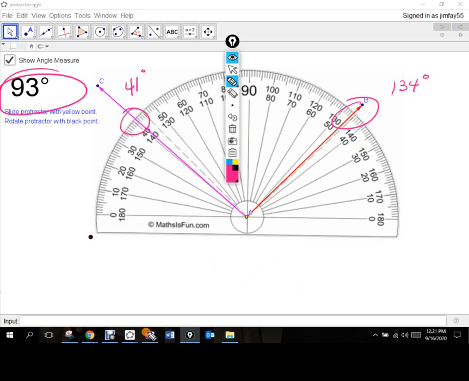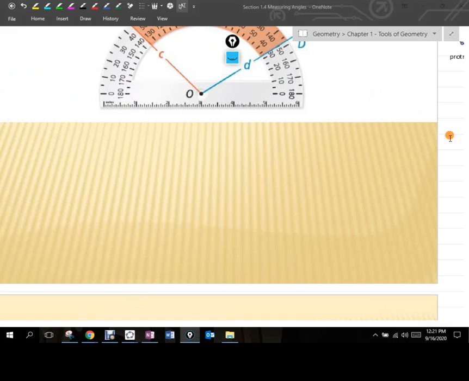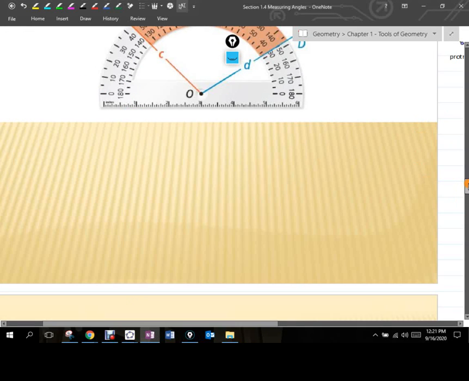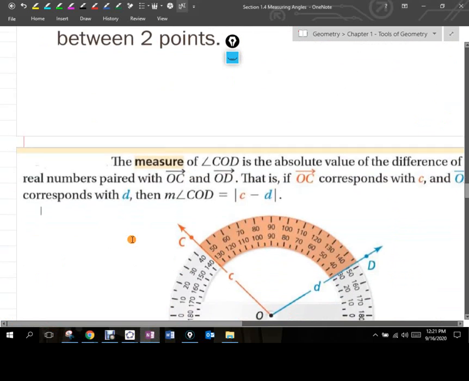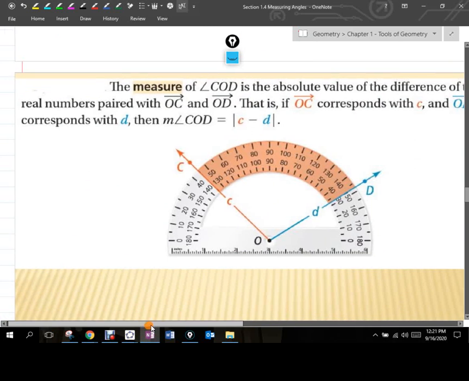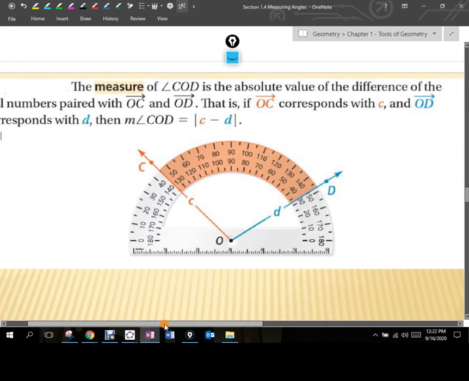So back to these notes here, and this image I'm showing you, the ruler postulate and the protractor postulate are expressed very similarly, okay? If I want to find the measure of an angle, in this case, they're finding the measure of angle COD, where lowercase c is the coordinate for the red ray, and lowercase d is the coordinate for the blue ray. All we have to do is take the absolute value of c minus d, and that's going to give you the measure of that angle every single time.